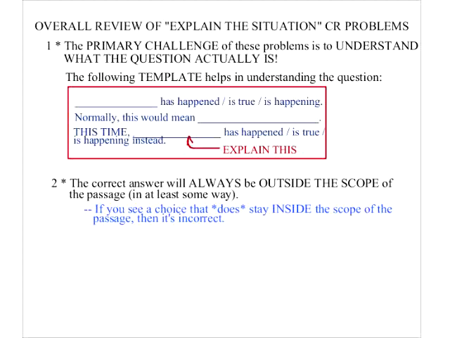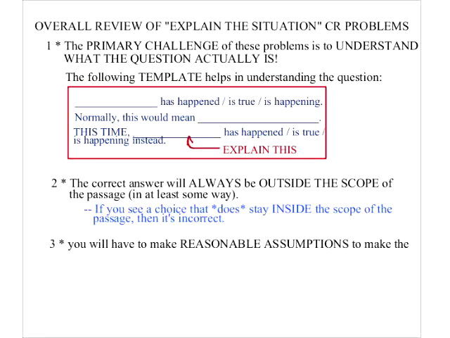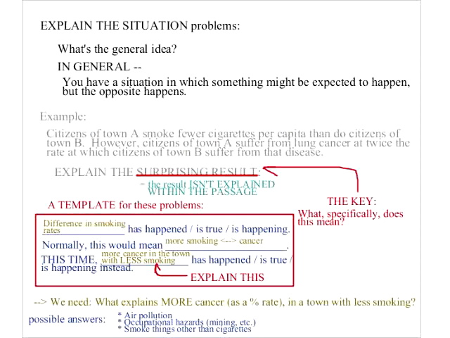Point 3: these are not like mathematical logic proof problems. If you are expecting these to be "if X then Y, Y" kinds of things, you're never going to solve any of them. You will have to make reasonable assumptions to make the connection required. So, for example, in this problem, if we say there's air pollution, then we're allowed to assume that that air pollution can cause lung cancer.